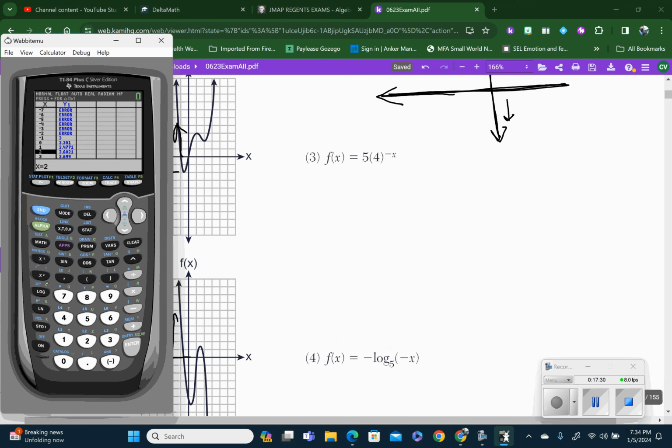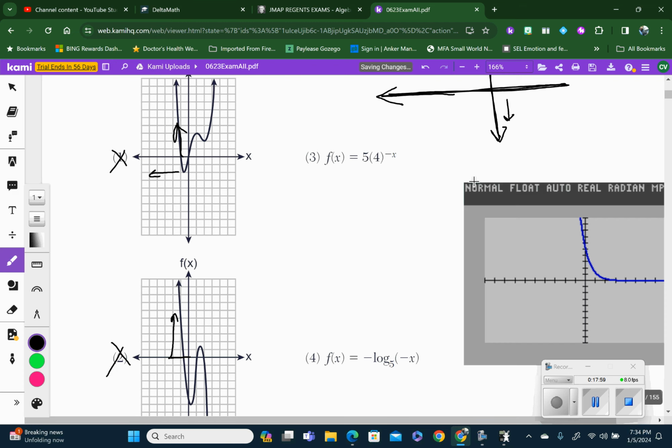So I'm going to go to my calculator here, go to my y equals, type in 5 parentheses 4, close parentheses to the negative x, and I'm going to go ahead and hit graph. And so I'm going to take a look at the graph that I get and see if when I'm going to the left, my graph goes down. And that's also not true, right? As I go to the left, my graph is actually going up, right? You can see that right here. So that is not it.